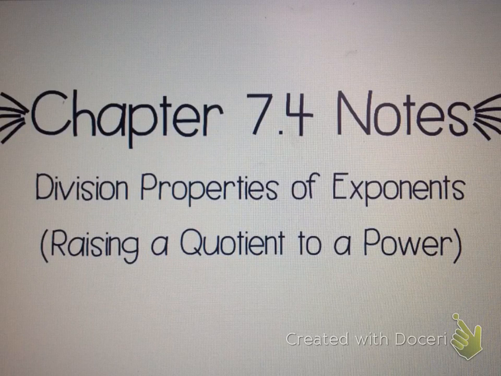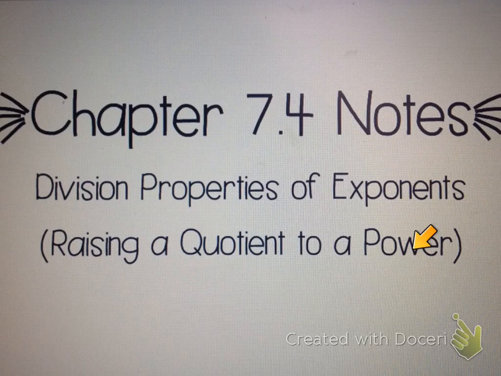Okay, so this is our last video before our mid-chapter 7 test. This is the division property of exponents again, but this is a little different because we're going to have different bases. Before, we would have the same base and we would just subtract exponents, but now we might have something like 3 squared over 4 squared. So I'll show you how to handle that.